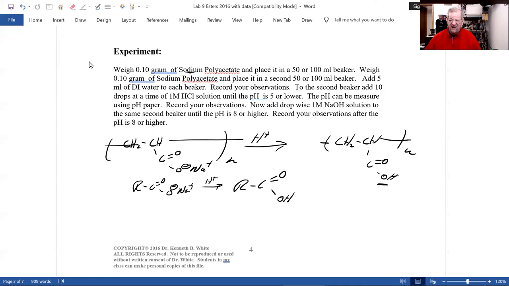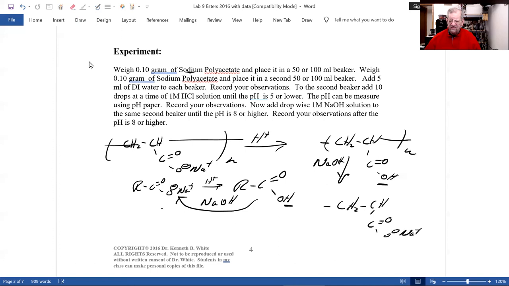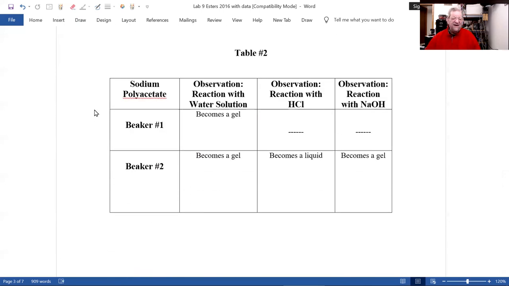And then you'll take this molecule, or in the beaker, you'll add sodium hydroxide. And what happens is sodium hydroxide is a base. You'll remove this and go back to the carboxylate anion. And you'll see, does this hydrogen bond better to water than this? Which one hydrogen bonds better? And luckily, Dr. White gave you the data. When you see it becomes a gel, that means it's hydrogen bonding real good. When it's a liquid, not so good.